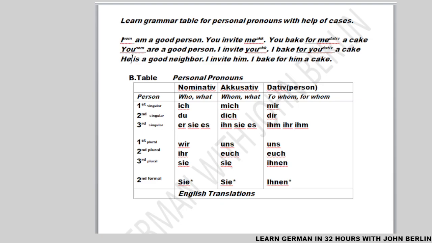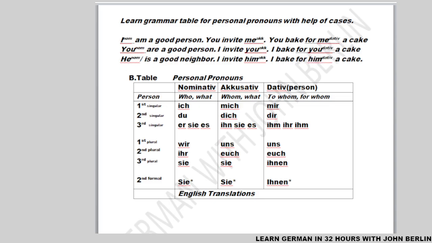So, he is nominative. I invite him. Whom do I invite? Him. In German, ihn. So, this is accusative. I bake for him a cake. For whom do I bake a cake? The answer is for him. In German, we simply say ihm. So, ihm is dative. We can do it for feminine as well.